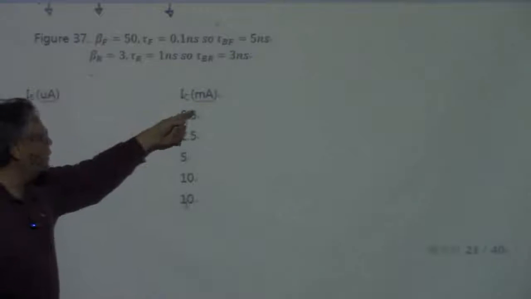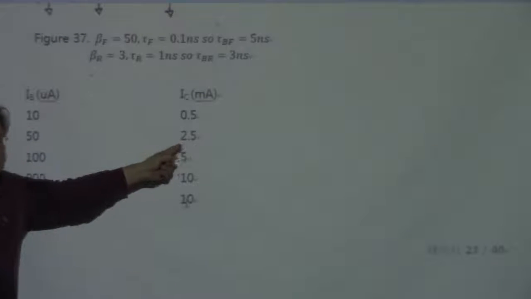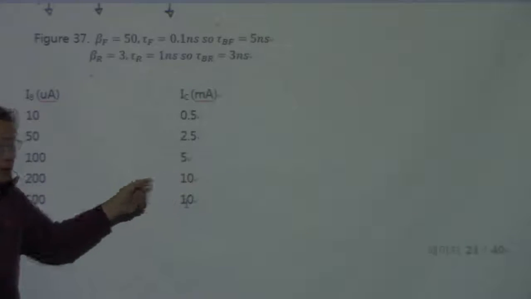This is the base current that is measured, and this is the collector current. Let's say if you have 10 microamps in the base current, you're going to have a collector current of 0.5 milliamps. Okay? Then you increase the base current to 50. Of course, you are going to have an increase in the collector current to 2.5. 100 is going to be 5, and 200 now is going to be 10 milliamps.